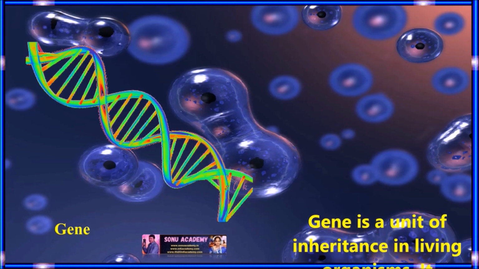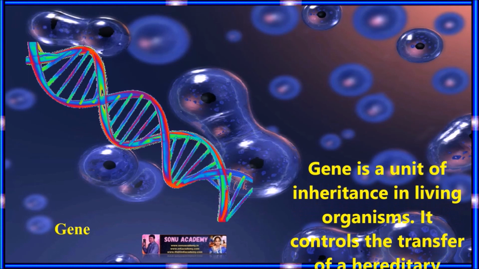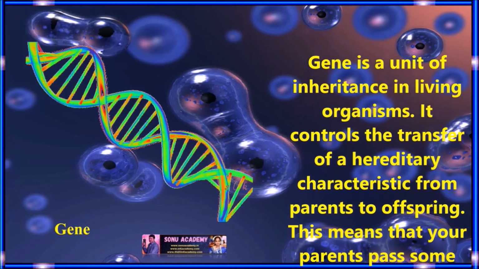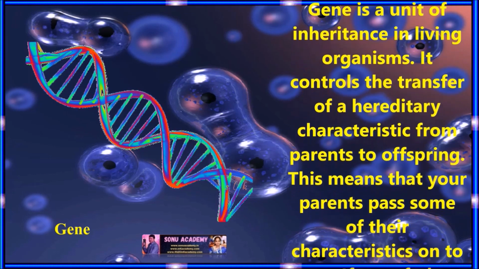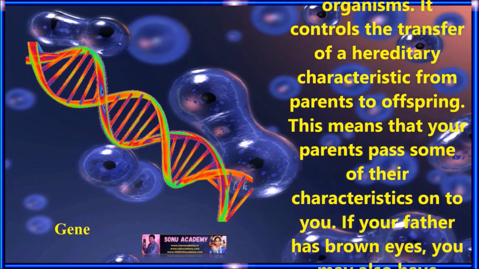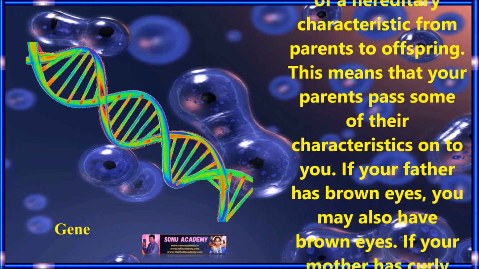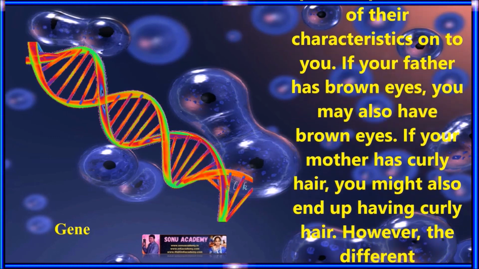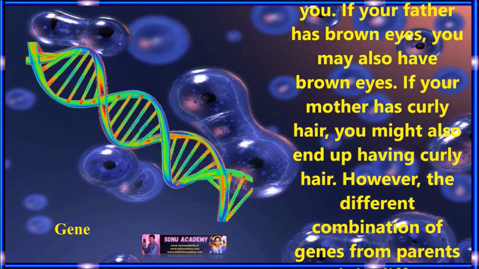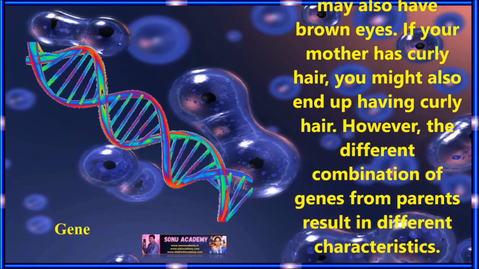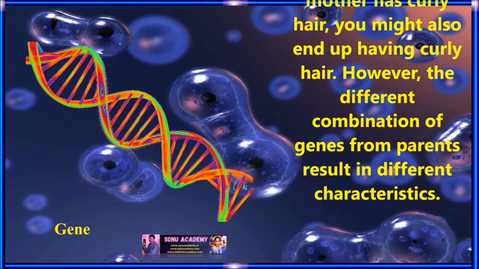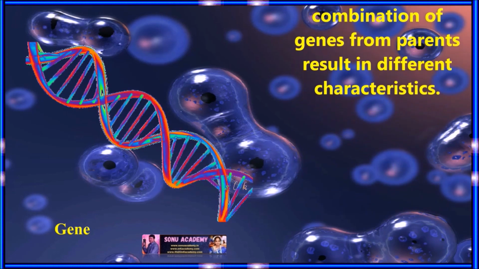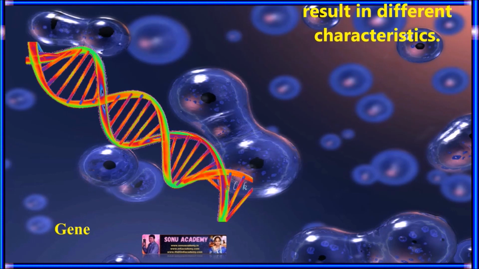Now let us discuss the gene. Gene is a unit of inheritance in living organisms. It controls the transfer of a hereditary characteristic from parent to offspring. This means that your parents pass some of their characteristics on to you. If your father has brown eyes, you may also have brown eyes. If your mother has curly hair, you might also end up with curly hair. However, the different combination of genes from parents results in different characteristics.